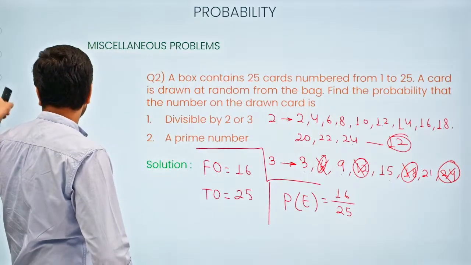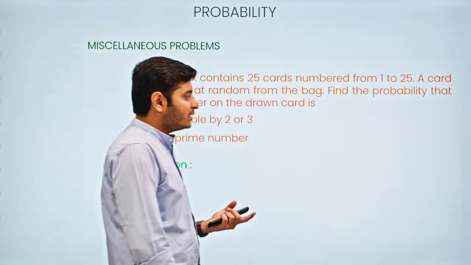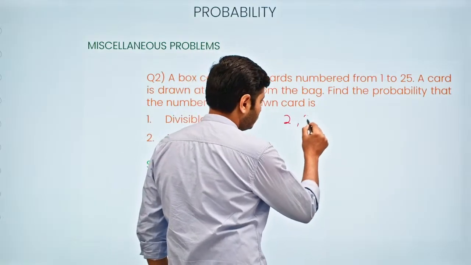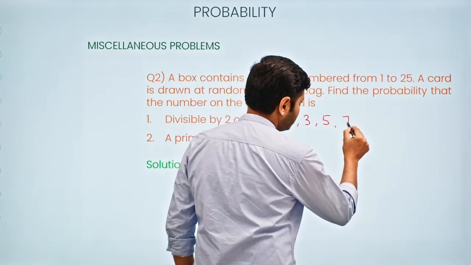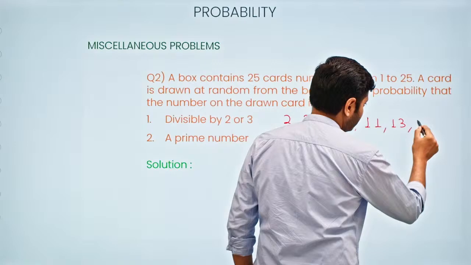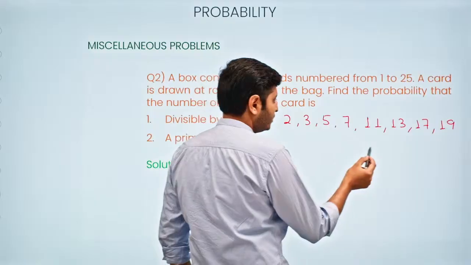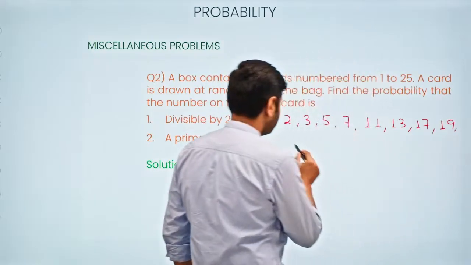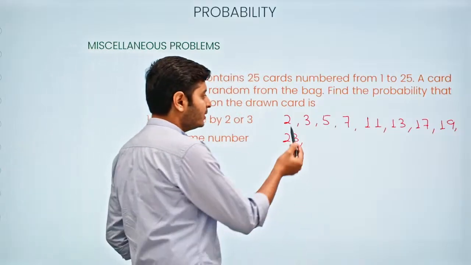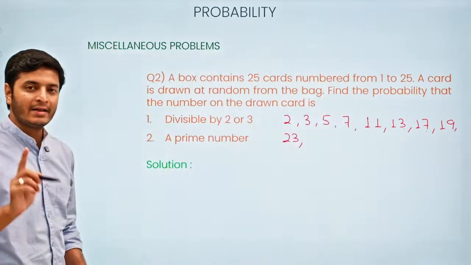Second part is that we need to find the probability of getting a prime number. What are the prime numbers between 1 and 25? Let's make a list. 2, 3, 5, 7, then 11, 13, 17, 19, then 23. These only. Let's count them. 1, 2, 3, 4, 5, 6, 7, 8, 9. So there are 9 such numbers.